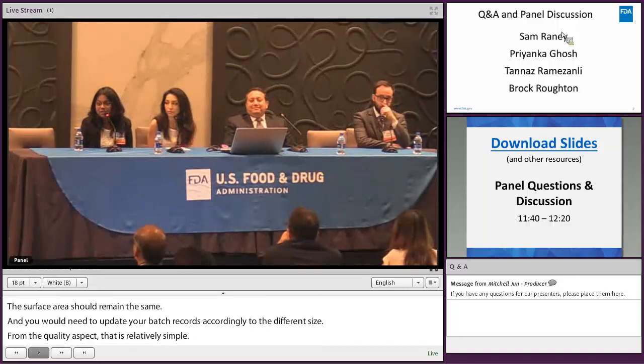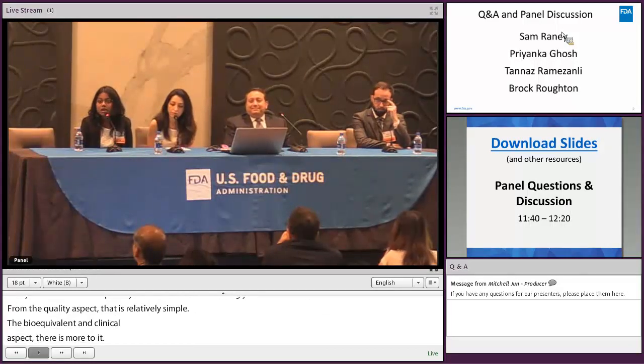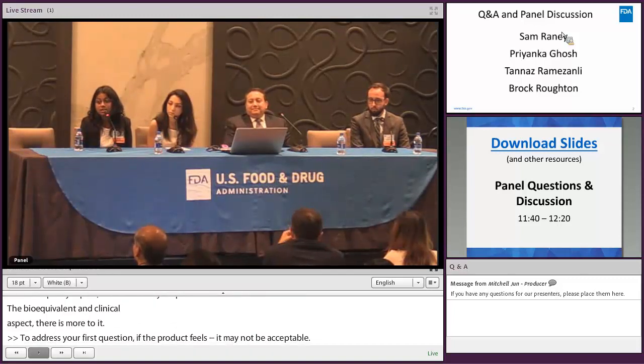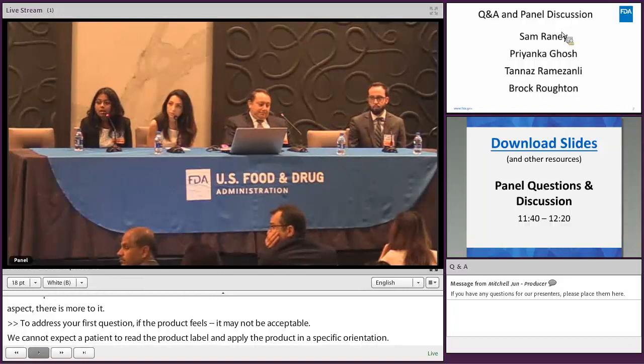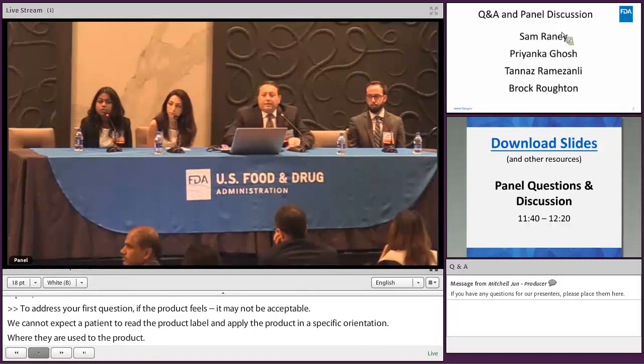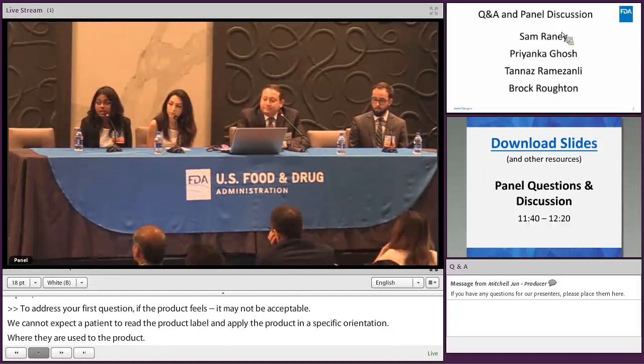So to address your first question, if the product fails adhesion in one orientation, it may not be acceptable because we cannot expect a patient to read the product label and apply the product in a specific orientation, specifically when they are used to the RLD product and it's spherical and you can basically apply it in any orientation. If you clearly mention in a label the way it has to be applied, vertically and not horizontally, in those situations, I think the second aspect that you brought up may be a useful aspect, looking at human factors and understanding if the directions can be followed.